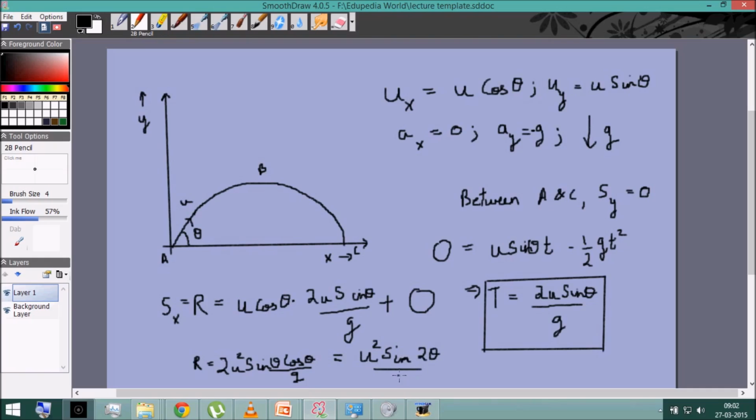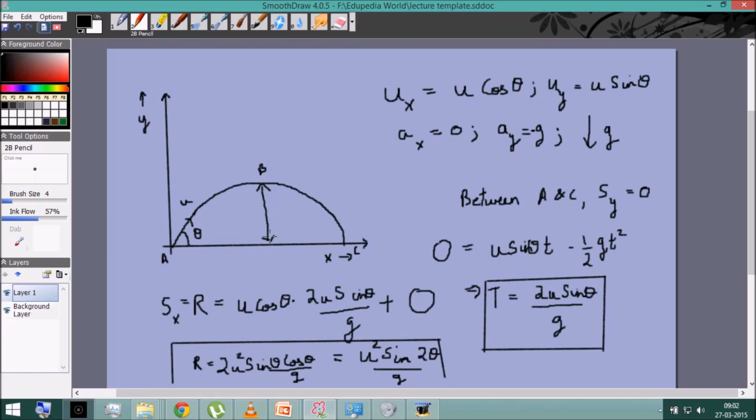And if you've done a little bit of trigonometry, you know that sine 2 theta is 2 sine theta cos theta. So this is also often written as u square sine 2 theta by g. So this gives me the second important formula, the range, the horizontal distance traveled by the projectile.